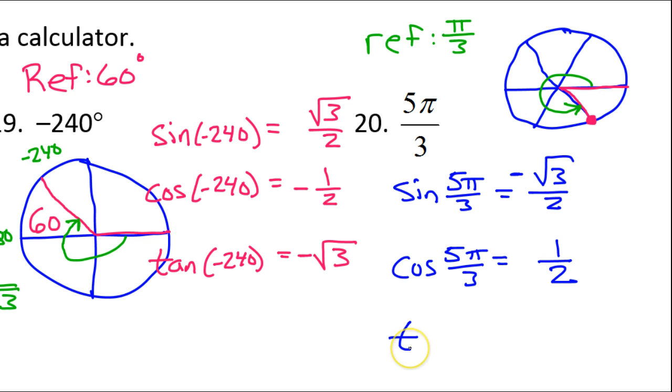And then what about the tangent of 5 pi over 3? Well, tangent is sine over cosine. The denominators cancel out, so that's going to leave me with radical 3 over 1, which is just radical 3. And since one of them is negative and one of them is positive, the tangent will be negative.